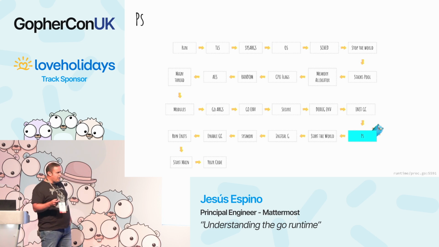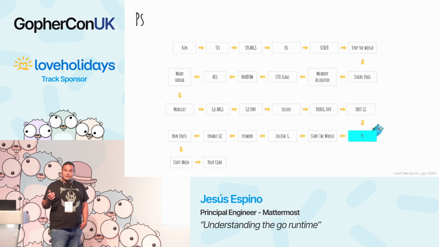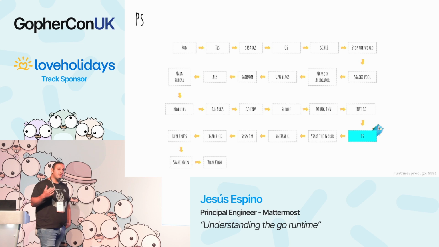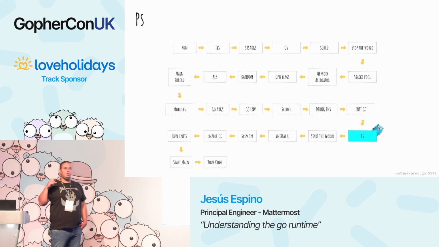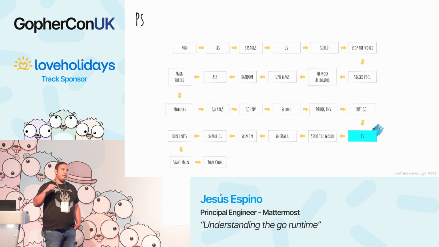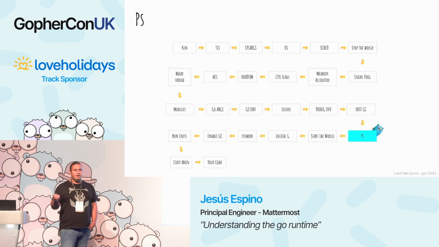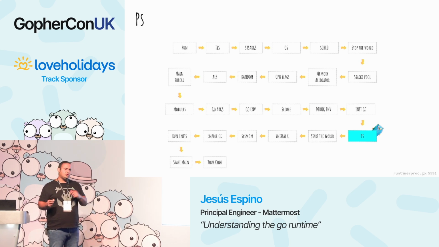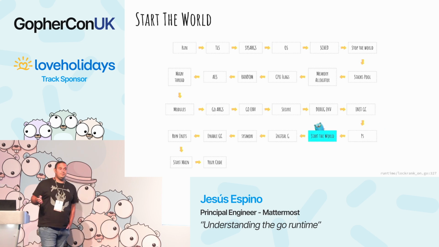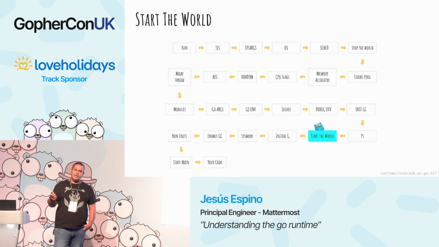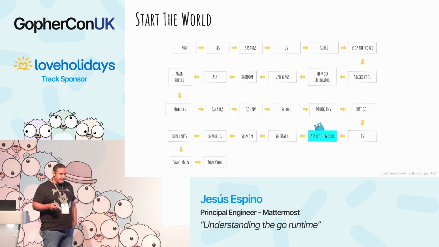Then we have the initialization of the Ps, the initialization of the virtual CPUs. At this point, it's going to create one P per processor that you have in your system, or one P per the number of GOMAXPROCS that you have defined. It's going to create the structures and add those structures to the list of Ps. And then start the world. Now the scheduler is initialized. We have all the information that we need to start running goroutines.